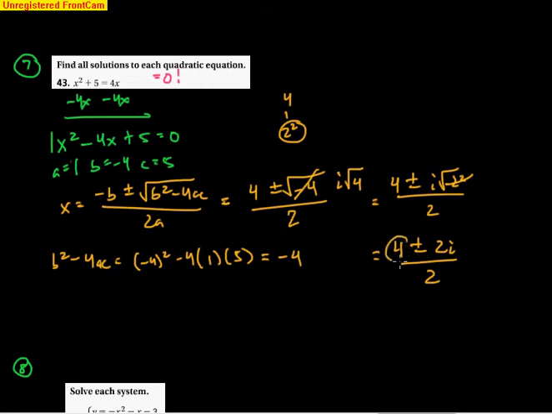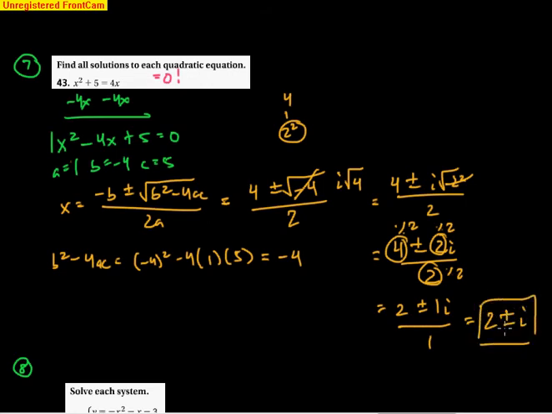And then the last thing you do is you look to simplify these 3 numbers. Each is divisible by 2. So you get 2 plus or minus 1i over 1. So the best answer is 2 plus or minus i. And those are your solutions to this quadratic equation. So you get 2 imaginary solutions.